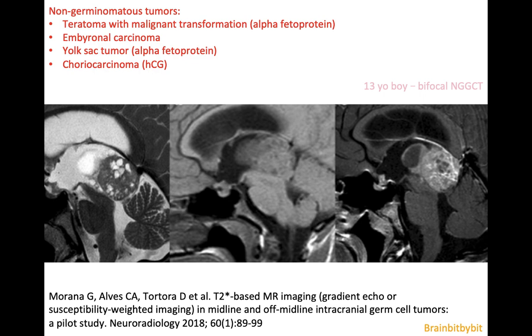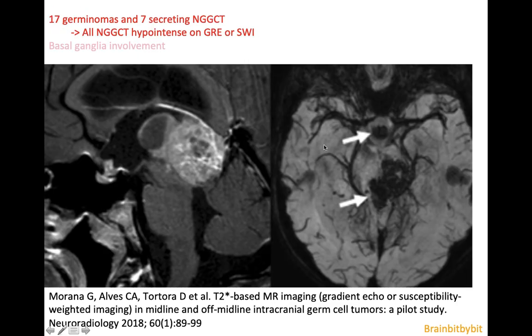Non-germinomas have often elevated tumor markers such as alpha-fetoprotein in yolk sac tumors and teratomas with malignant transformation, or an increase in HCG in a choriocarcinoma. And the non-germinomas do not only have low T2 signal and heterogeneous contrast enhancement, they can also be bifocal as in this 13-year-old boy, but they also have hypointense signal on gradient or susceptibility weighted images, which can be used to distinguish them from germinomas.